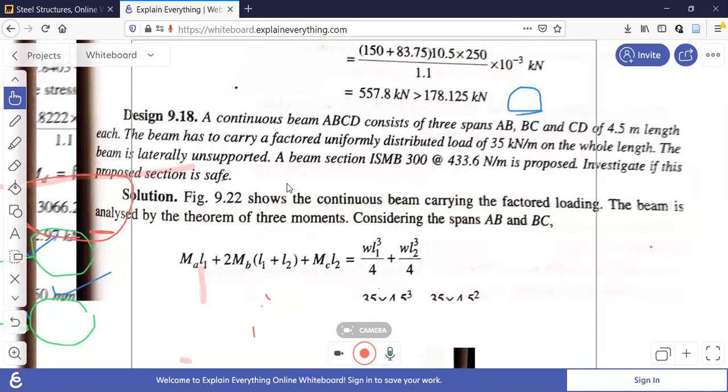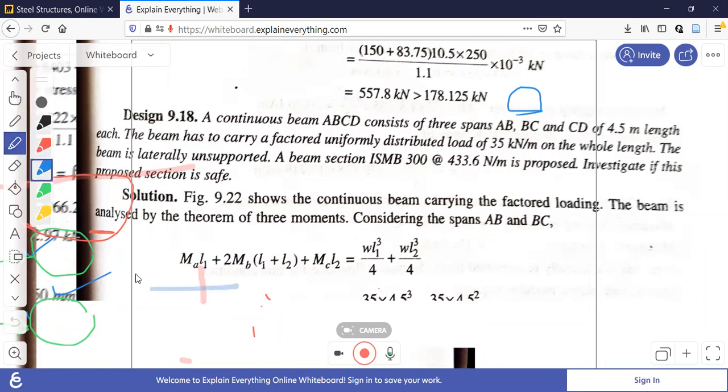One thing you try to understand: if the last sentence is not given, and they simply say design it, it means you have to use that approximate ZP and just continue the solution. Here they have made your life more comfortable. They have given you this ISMB 300. Whether for this condition this section is suitable or not, you have to check. You have to find out the bending moment by Clapeyron's three-moment theorem.